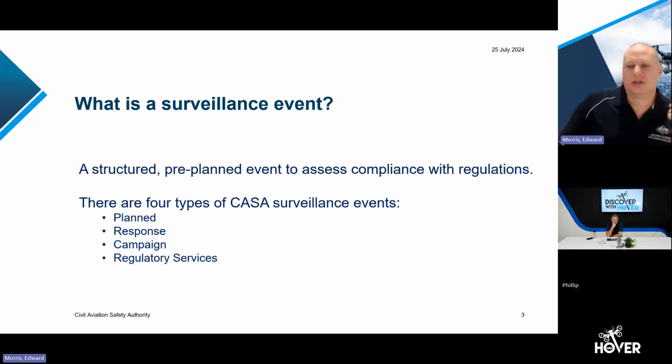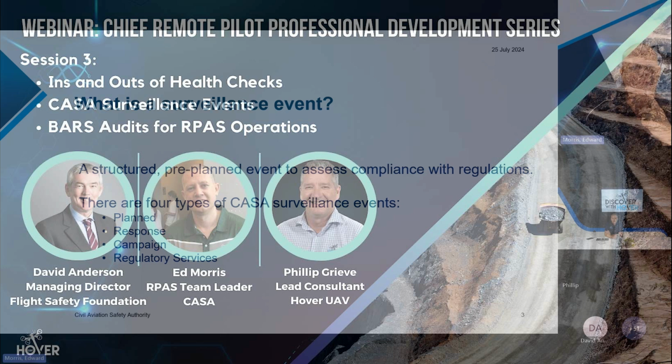And then regulatory services. So these are assessments or reviews relating to an approval you might have, an exemption, a variation, or an instrument. So we might target that and say, okay, we want to have a look at that and just see that you're doing things the way we agreed you'd be doing it, and in compliance with that instrument or authorization.